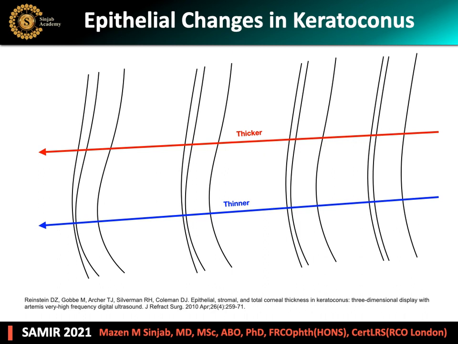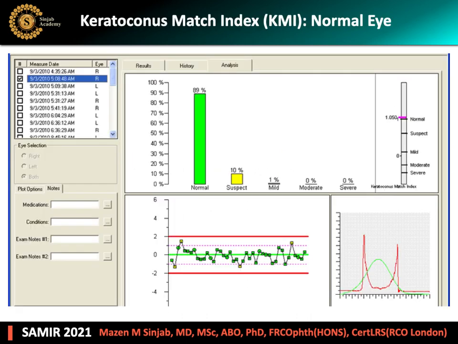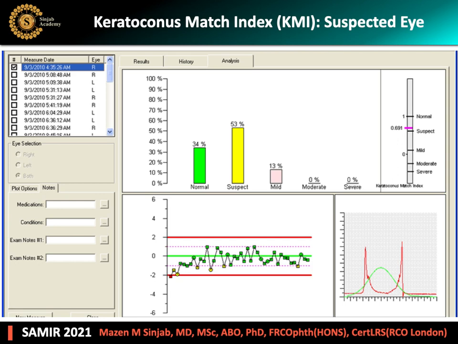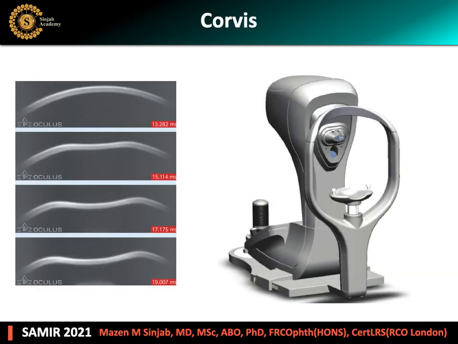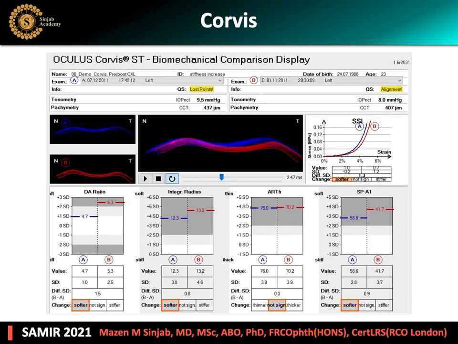However, some software is being used in order to check the thinning of the epithelium over the cone and the thickening of the epithelium above the cone. We come to the corneal biomechanics. We know that there are two machines describing the biomechanics, the Ocular Response Analyzer and the Corvis. The Ocular Response Analyzer can check the progression by giving the KMI index, and the Corvis by giving the CBI and TBI and describing that the cornea is becoming softer.